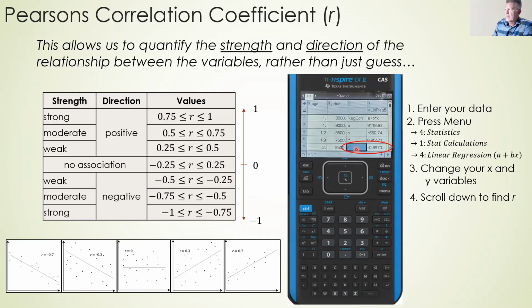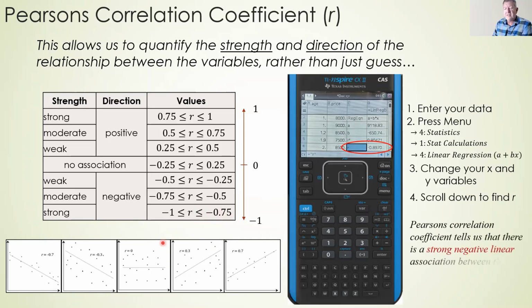So there's R, and it gives us our Pearson's correlation coefficient of negative 0.8970. So where does negative 0.897 fit in this? Negative 0.897 is actually going to be strong. So we'd write a sentence like, Pearson's correlation coefficient tells us that there is a strong negative linear association between the age and price of motorbikes.